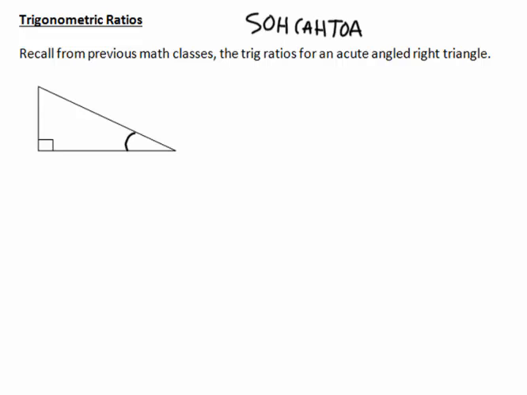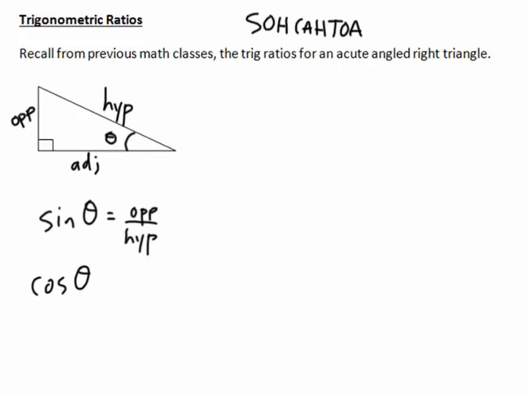Now it's an acute angle because it's less than 90, so let's just call the angle theta. And if you recall, theta is that angle. This would be the opposite, the adjacent, and the hypotenuse. And that would allow us to do our SOHCAHTOA. So sine of the angle is the opposite over the hypotenuse. Cosine of an angle is adjacent over hypotenuse. And tan of the angle is opposite over adjacent. And there's our 3 trig ratios from SOHCAHTOA.